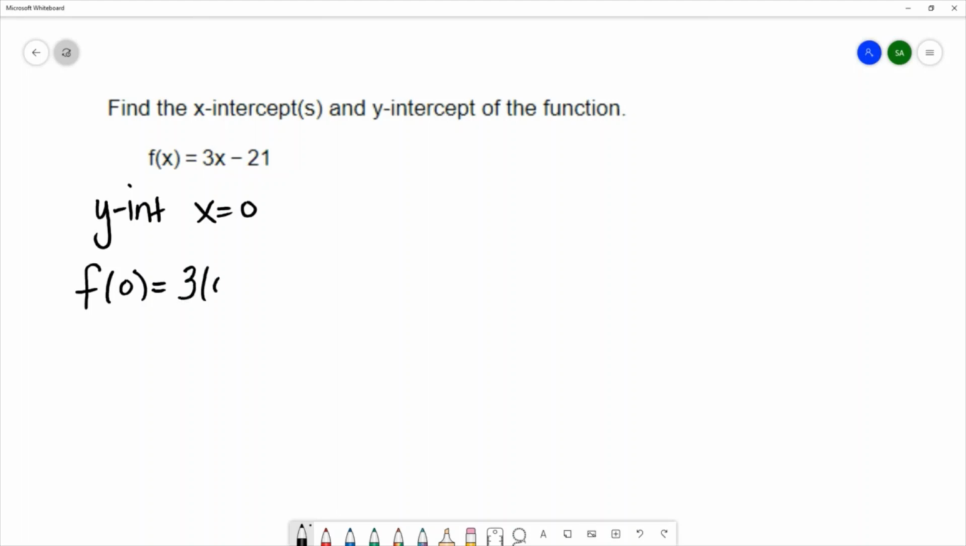That's 3 times 0 minus 21. 3 times 0 is 0, and 0 minus 21 is negative 21. So the y-intercept for this function is the ordered pair 0, negative 21.